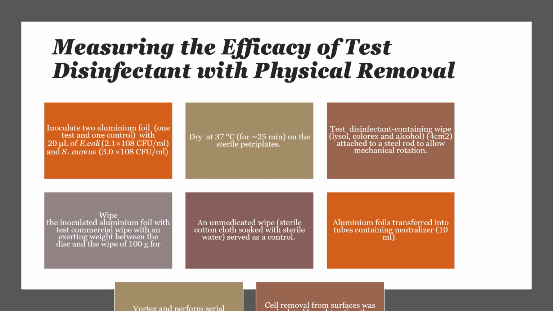Then the serial dilution is performed for both the sample and the control wipe, and the plate count is done by the spread plate method and incubated at 37 degrees centigrade for 24 hours. After the incubation, the plates are counted for the number of colonies on the plate, and the efficacy was determined by the reduction of the bacterial load from the initial concentration, and also by determining the kill percentage.